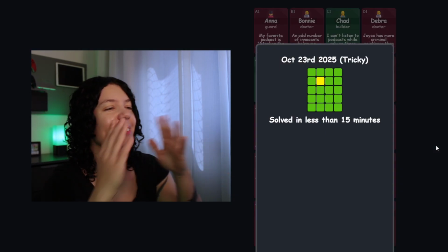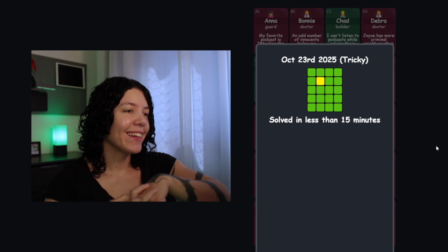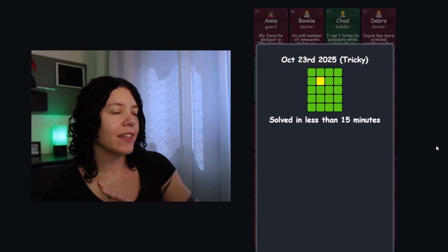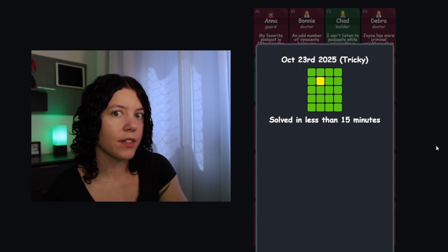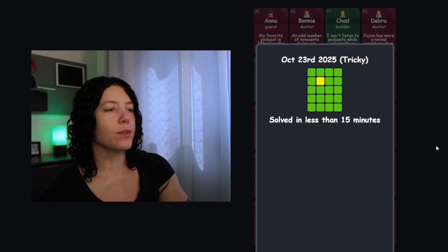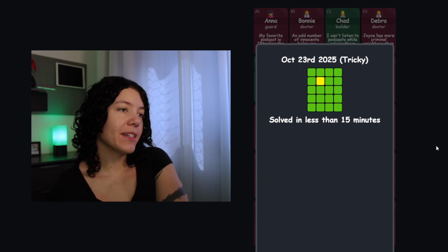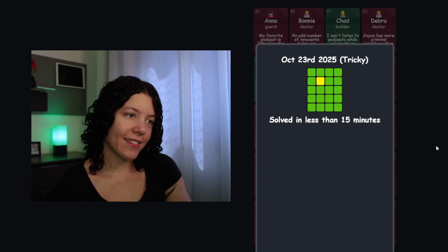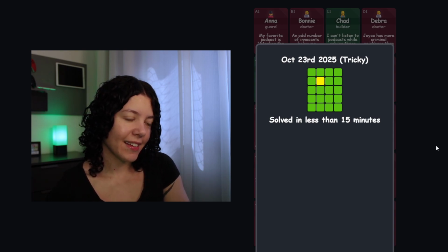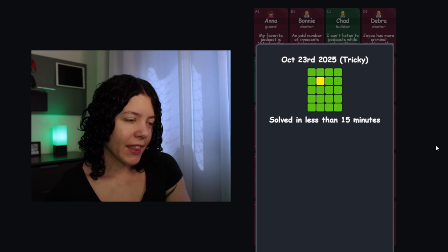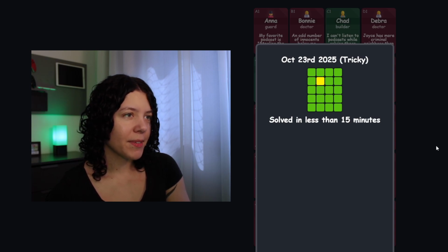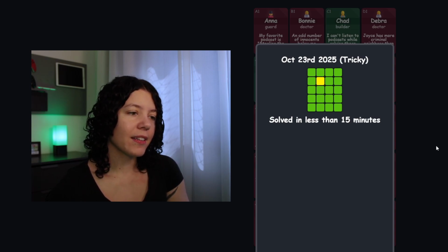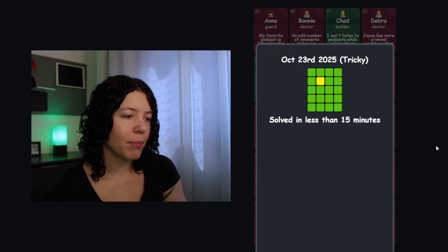Oh, I'm so sad I misclicked. Is this the same yellow that I got yesterday? Maybe that second row, second column is cursed. We don't know. Halloween is approaching. But that was a tricky one in less than 15 minutes. I think I was afraid that I was going to make a mistake, so that's why I was kind of mumbling and getting all over the place.